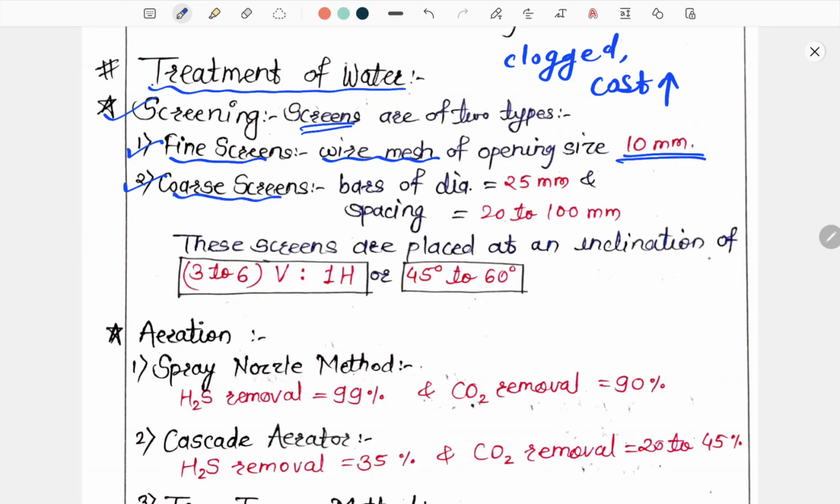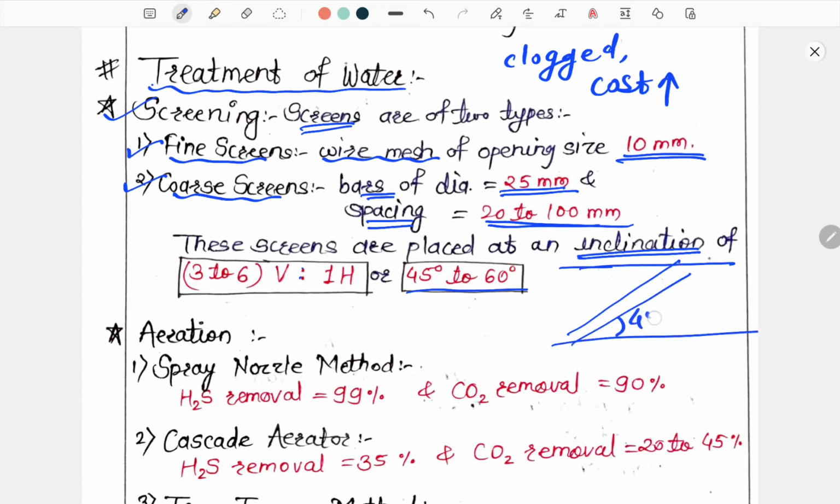Second type is coarse screen. Coarse screen is in the form of bars. Diameter of these bars is 25 mm and the spacing provided between bars is 20 to 100 mm. Coarse screens are placed at an inclination of 3 to 6 vertical and 1 horizontal, or 45 degree to 60 degree. So here the inclination angle is very important. This inclination angle is 45 degree to 60 degree.